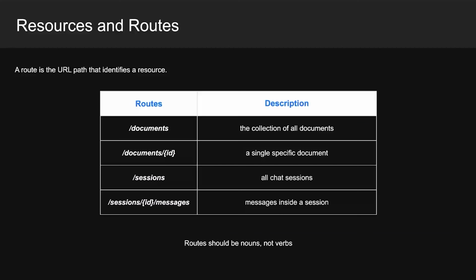That's the foundation. A route is the URL that points to a resource. The naming convention is straightforward. Use the plural noun for the collection, like /documents refers to all documents. Add an ID to refer to a specific one, like /documents/42 is document number 42. You can also nest routes for related resources. For example, /sessions/5/messages refers to all messages inside session 5. One rule to remember, routes should be nouns, not verbs. The verb comes from the HTTP method, not the URL. So it's /documents, not /getDocuments or /fetchDocument.